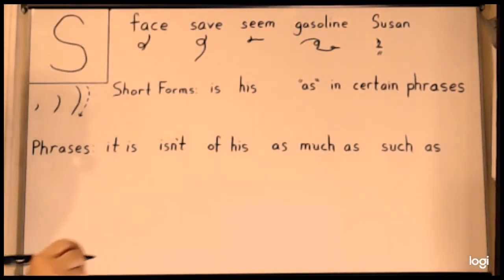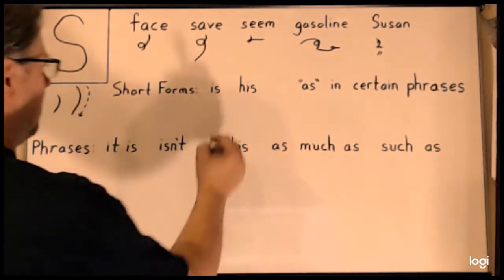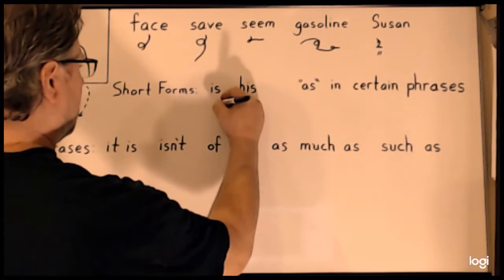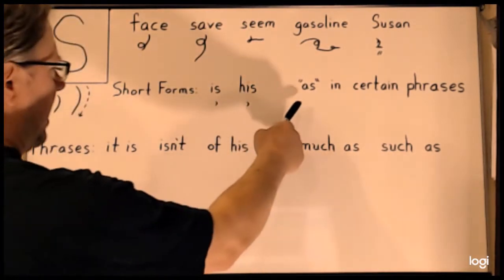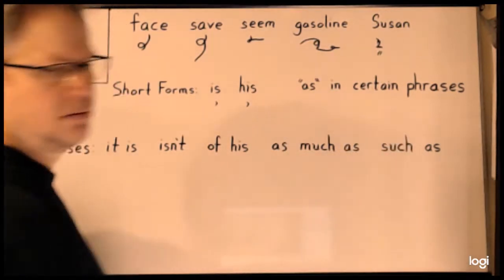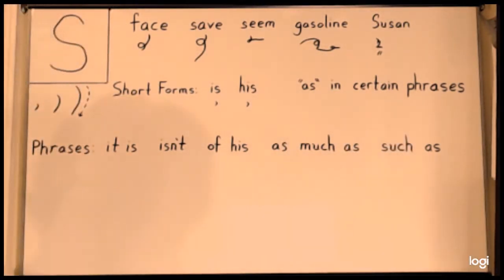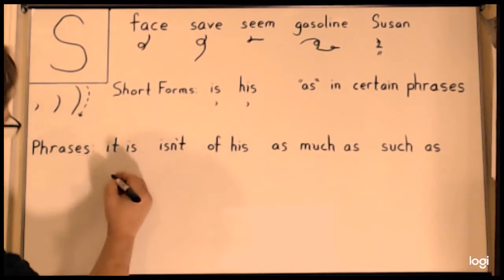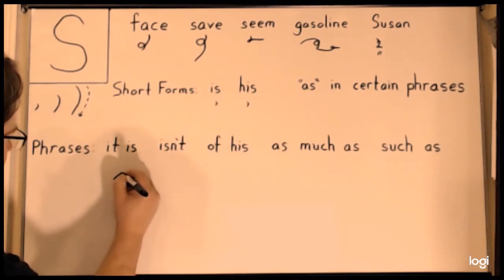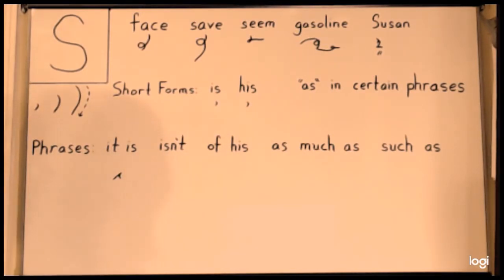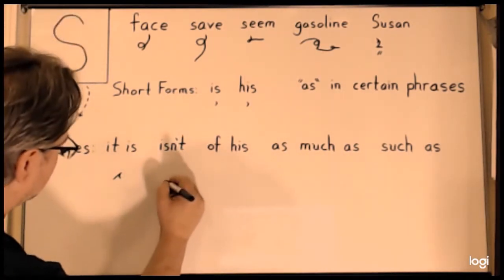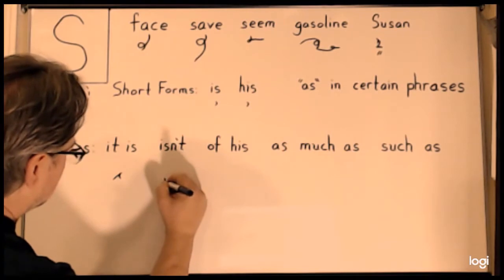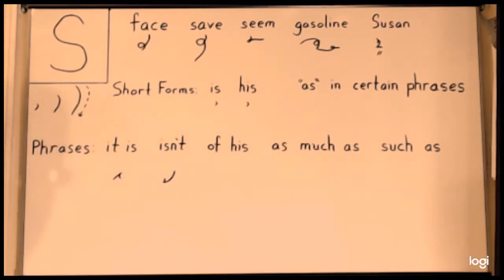The S is also two short forms, one for is and one for his. And it also means as in certain phrases. So for it is, the T for the it and the S for the is. Isn't, we'll start with the right S and then the NT for isn't.